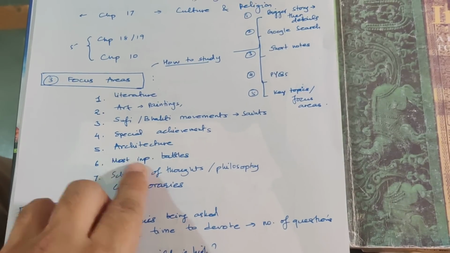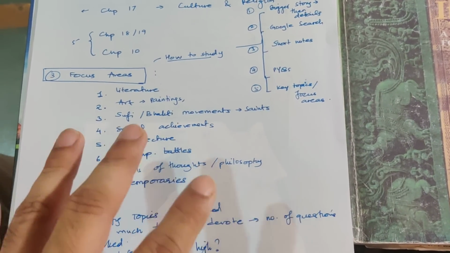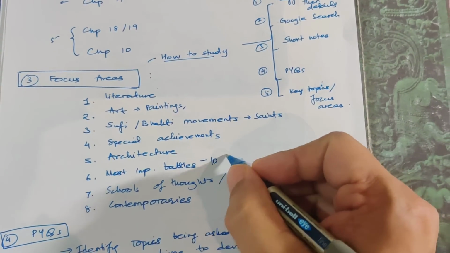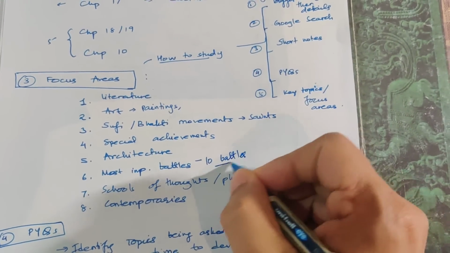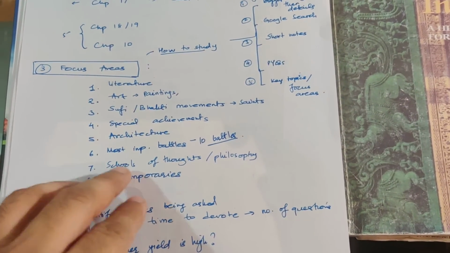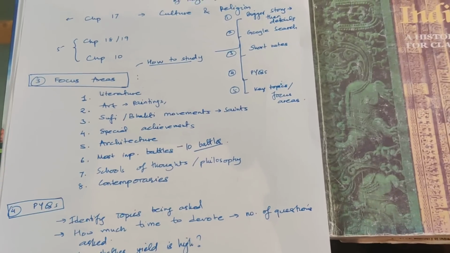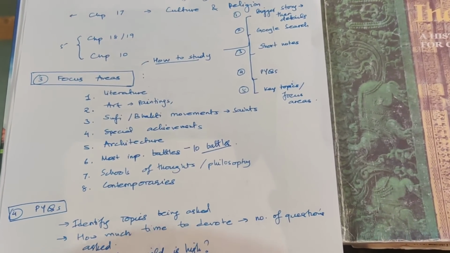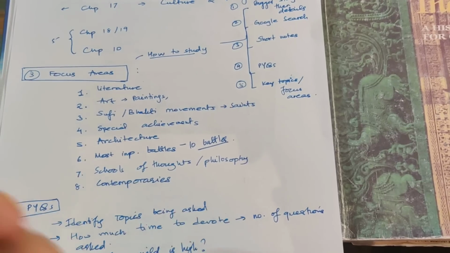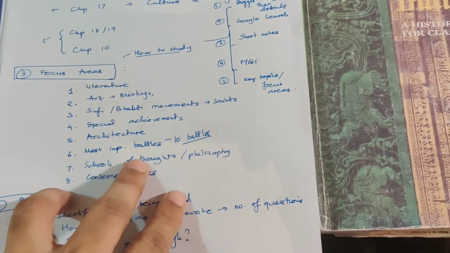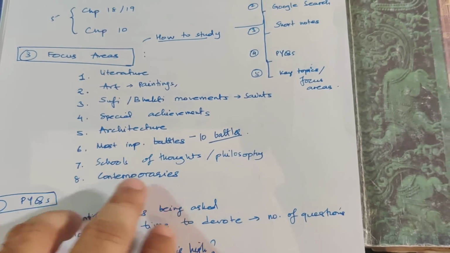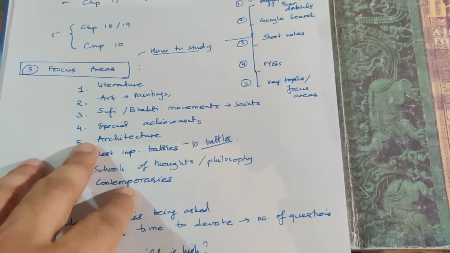Architecture, most important battles, there are around 10 battles. You can make a list of these 10 battles which are very important during this time, so you should know about these 10 battles. The contribution of some of the important figures such as Shivaji Maharaj, Akbar, people during the Vijayanagar Empire, Harihara and Bukka, I think, were the emperors. So read about them too. Various schools of thought that developed during that time and the philosophies that developed during that time, and like I told you, contemporaries. These are the focus areas.